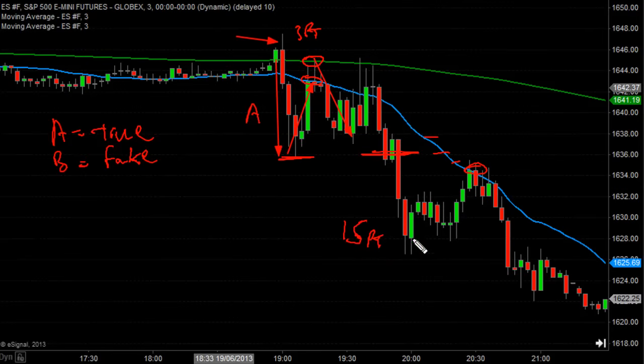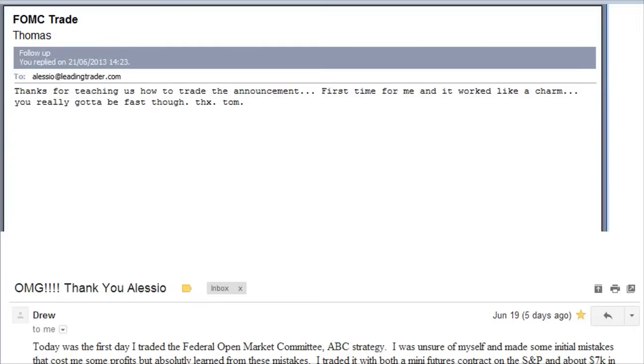I mean, it's a pretty decent gain here. But even if you stopped out at this point with a trailing stop loss at 10 points, it's still pretty good. So 10 points multiplied by $50 per contract, you're talking about $500 per contract.